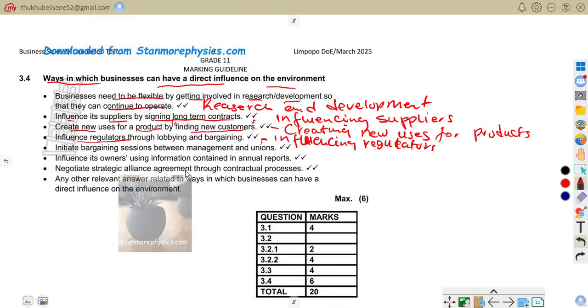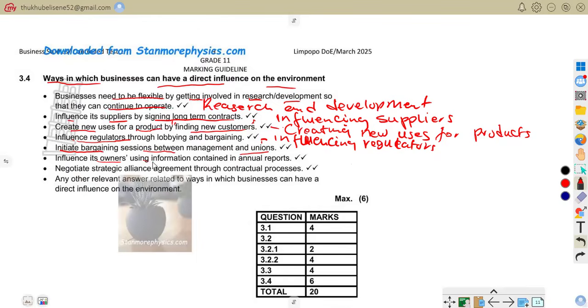Business lobby government to shape what? Policies. Initiate bargaining sessions between management and unions. You were talking about bargaining with unions. So we are talking about the negotiations that affect wages and working conditions.